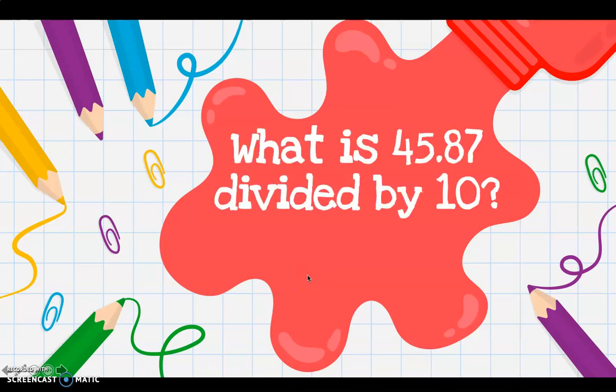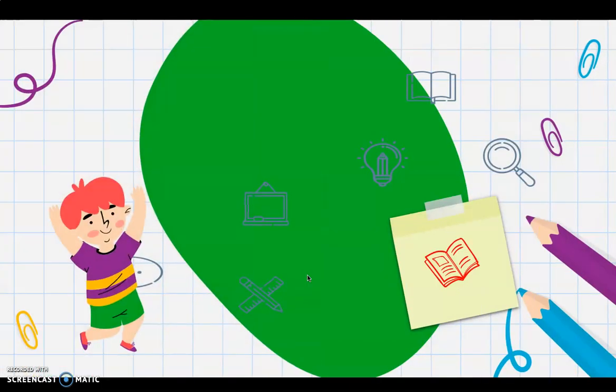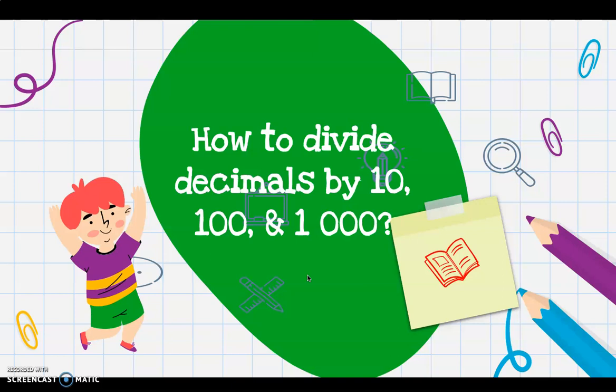So let's continue with our discussion about dividing decimals. This time, we are going to divide by 10. For example, what is 45.87 divided by 10? How to divide decimals by 10, 100, and 1000, and so on.